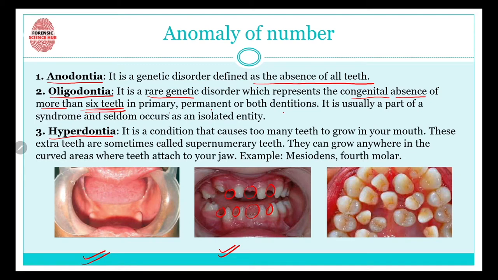Then comes hyperdontia. Hyperdontia is a condition that causes too many teeth to grow in the mouth. If you look at this picture, there are so many teeth that you can see here in this particular mouth. So hyper means more, right? So hyperdontia means too many teeth. These extra teeth are sometimes called supernumerary teeth. They can grow anywhere in the curved areas where teeth attach to your jaw, as you can look here in this picture. And the examples for hyperdontia are mesiodens and fourth molar, which are discussed in the next slide.